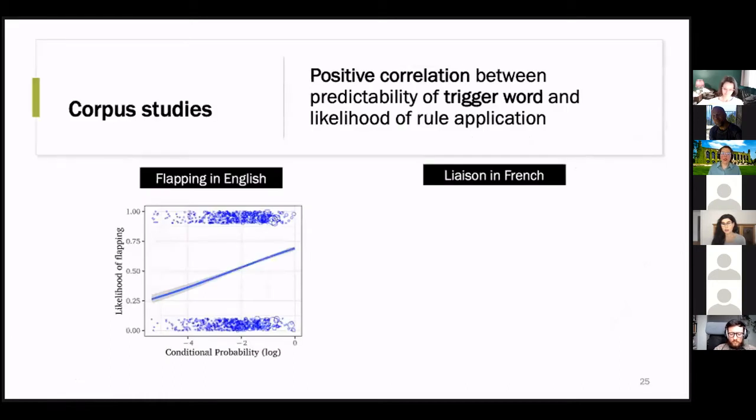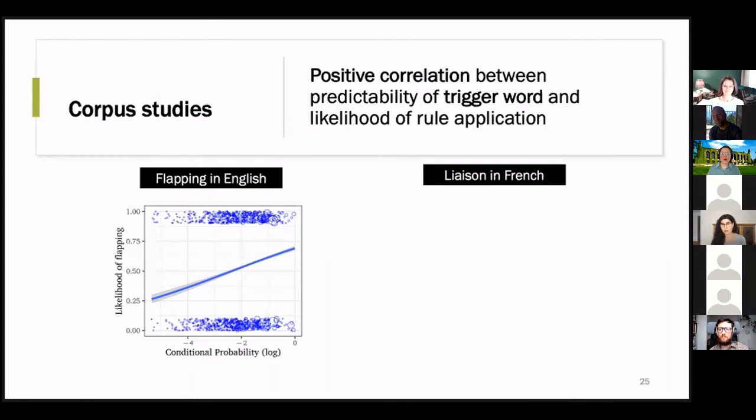So when we looked in the Buckeye corpus of spontaneous speech, which is an English corpus of American speech, we found that there was a positive correlation between the predictability of the trigger word, so predictability of aardvark or artist, not of the word great, which is here along the x-axis, and along the y-axis, you see here the likelihood of flapping, of using the flap, and you can see that there's a positive correlation between those two. So indeed, words like artist are more likely to trigger a flap than words like aardvark.